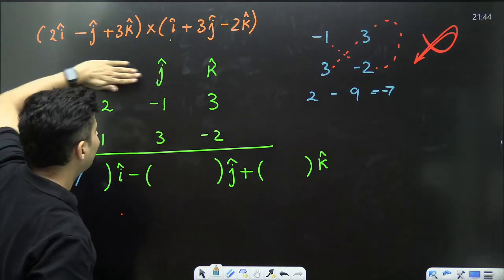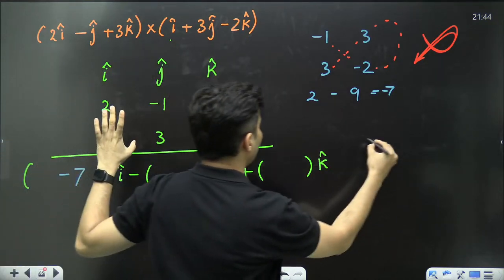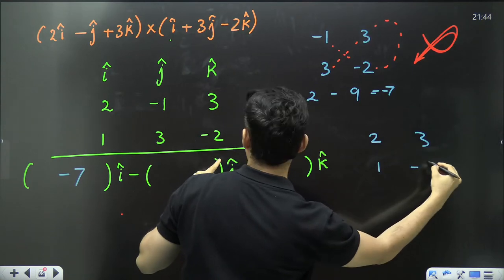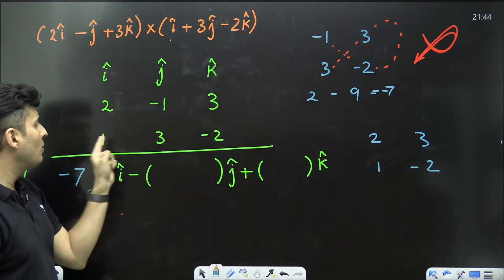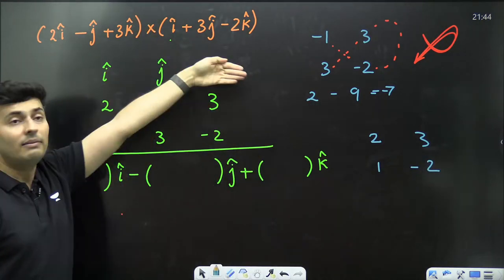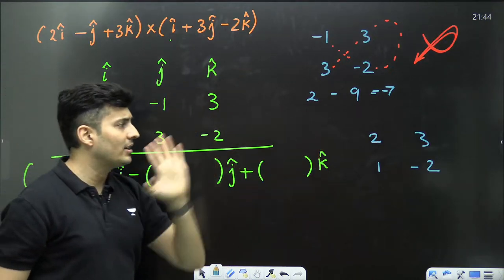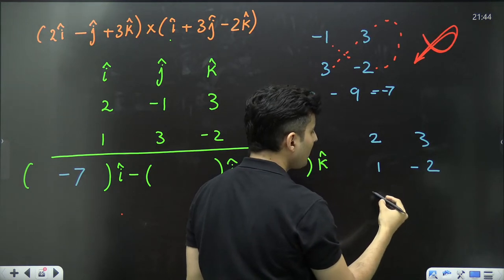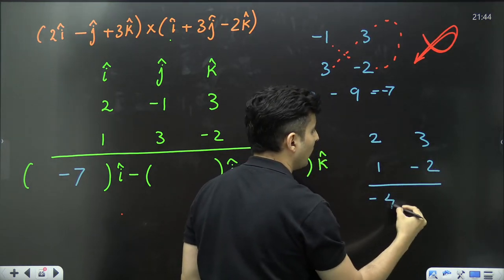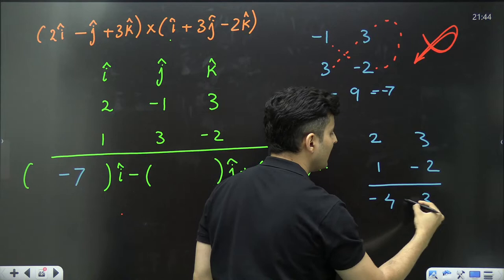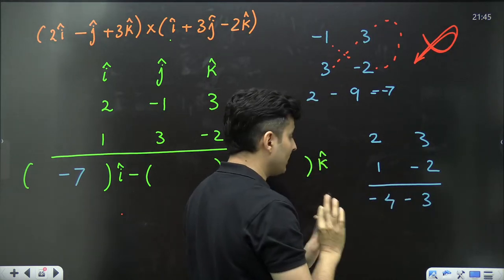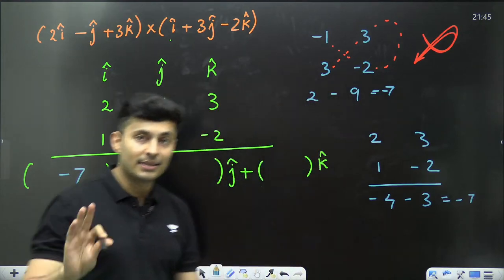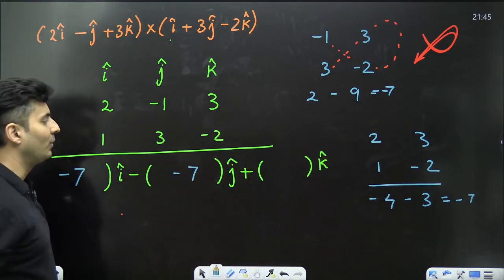Forget the column, forget the row. What is remaining? 2, 3, 1, minus 2. Go like this. 2 into minus 2, guys, is minus 4. 3 into 1 is 3. So minus. Put the minus sign always. Minus 4 minus 3, minus 7. So put minus 7 over here.